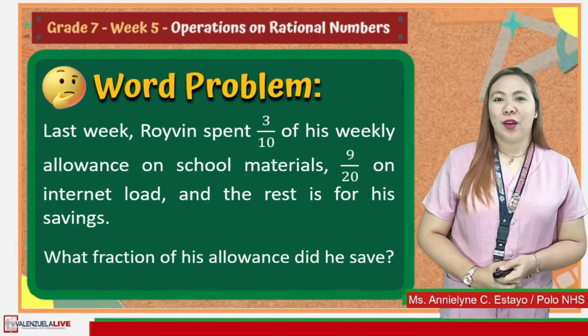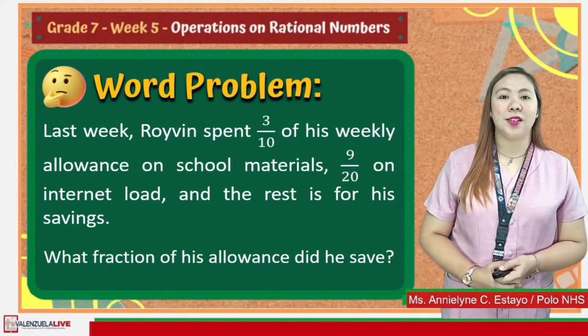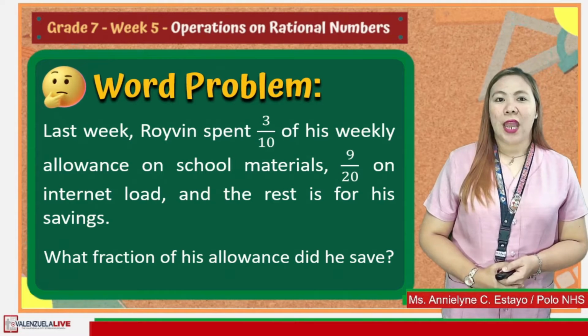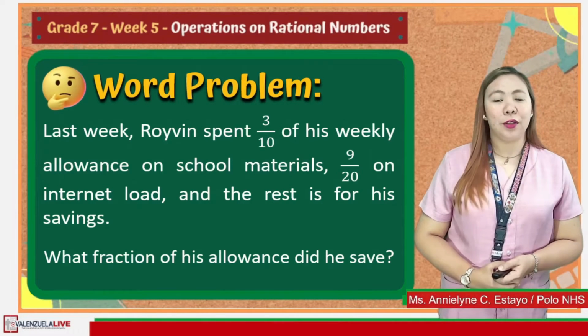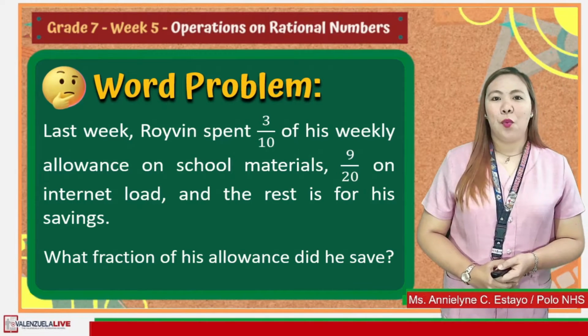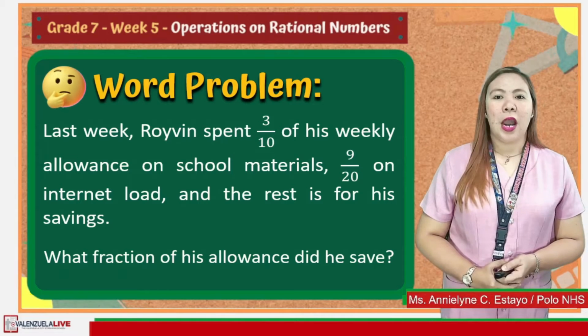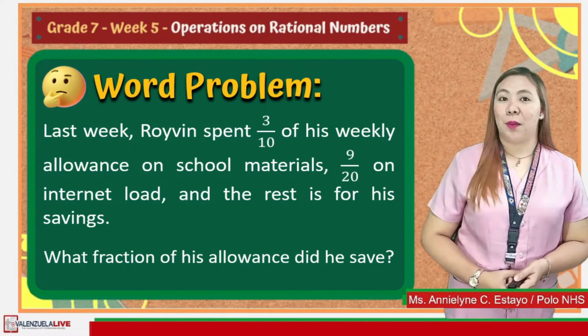Last week, Royvin spent 3/10 of his weekly allowance on school materials, 9/20 on internet load, and the rest for his savings. What fraction of his allowance did he save? How are we going to solve this problem?